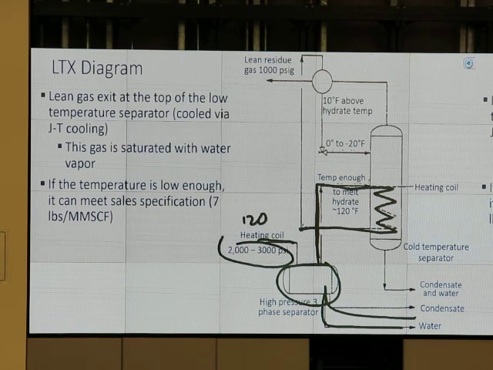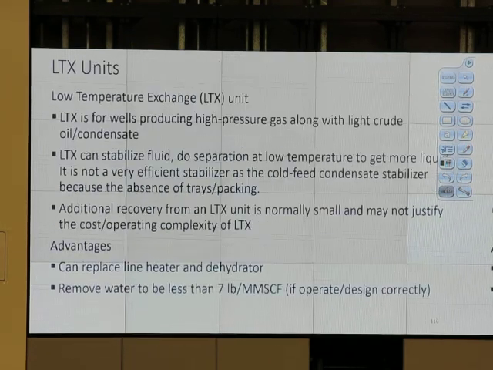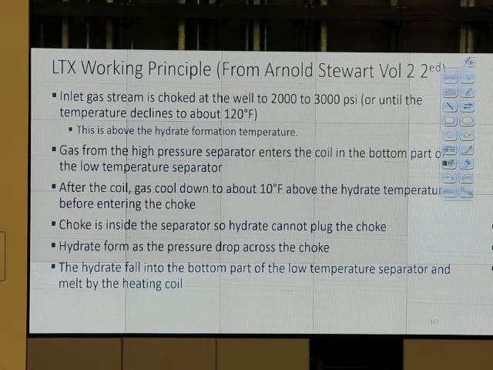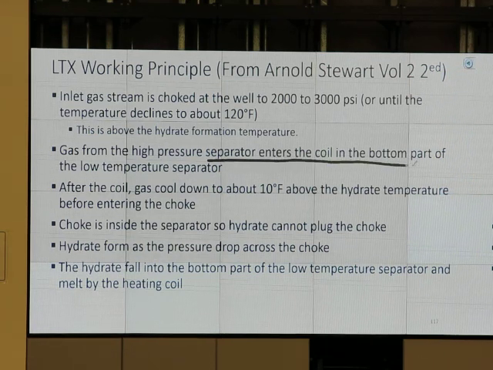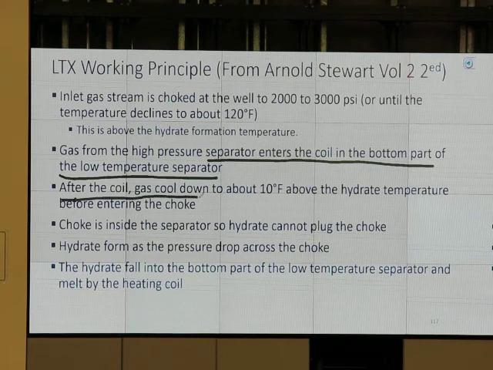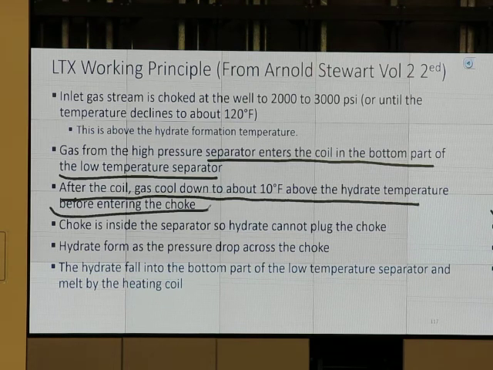So the heat of the high temperature gas stream can be used to melt any hydrate that is in the vessel. So the high temperature gas stream, we have the temperature to, where's the choke? Let me go back a little bit. So number 2, gas from the high pressure separator enters the coil at the bottom part of the low temperature separator. After the coil, gas cools down to about 10 F above the hydrate temperature before entering the choke.